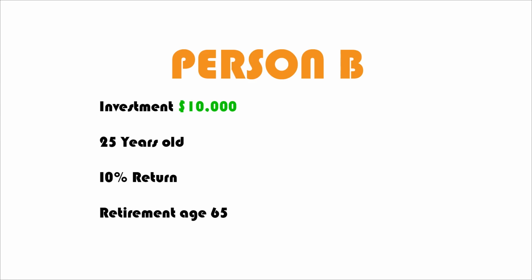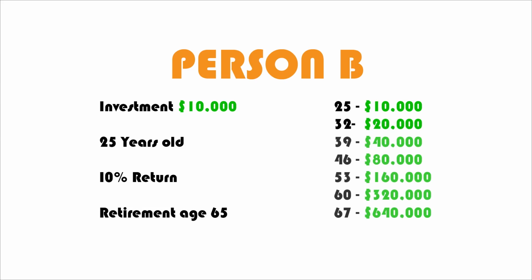Moving forward, now we're going to take a look at person B. Person B is going to have the same investment approach as person A. The only difference is he will have an initial investment of $10,000. He will also be investing at the age of 25, and his retirement age will be very similar. Starting from age 25, he will start with $10,000. At age 32, he will have $20,000. Going all the way down to his retirement age, around 67 years old, he should have $640,000.